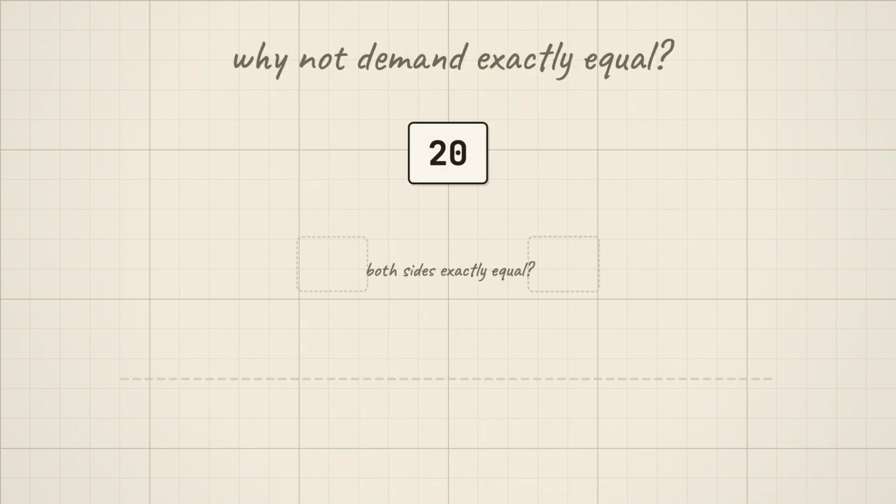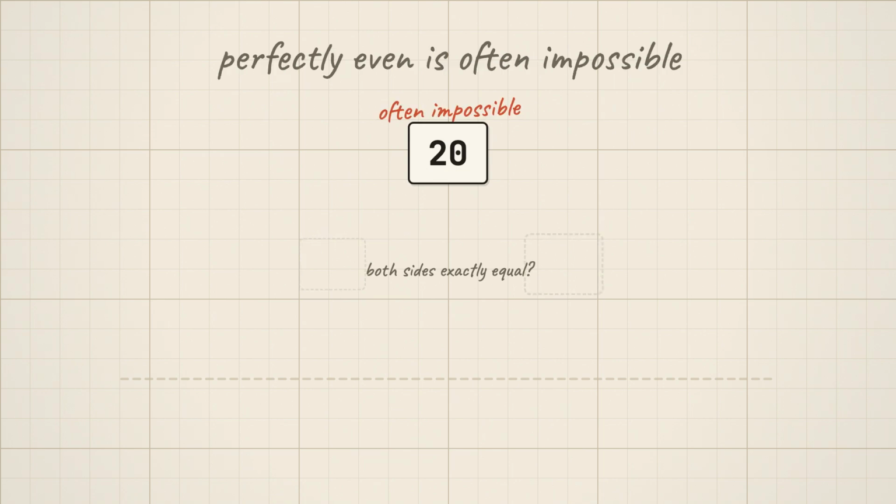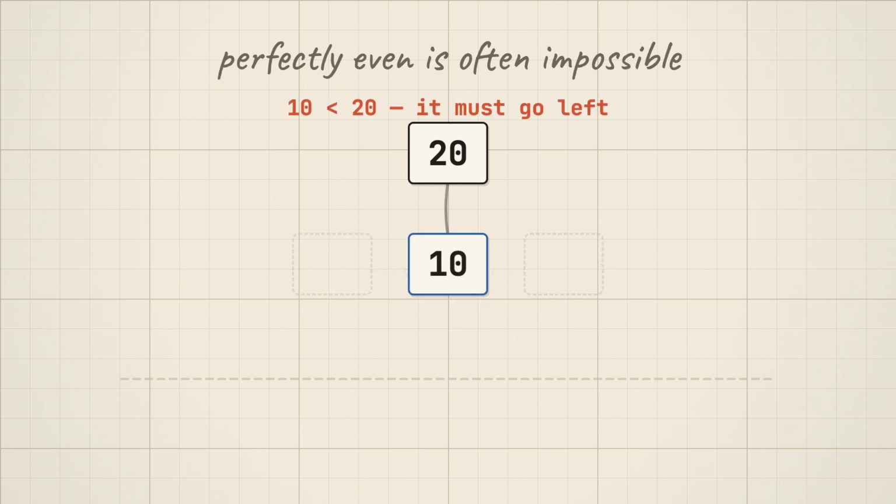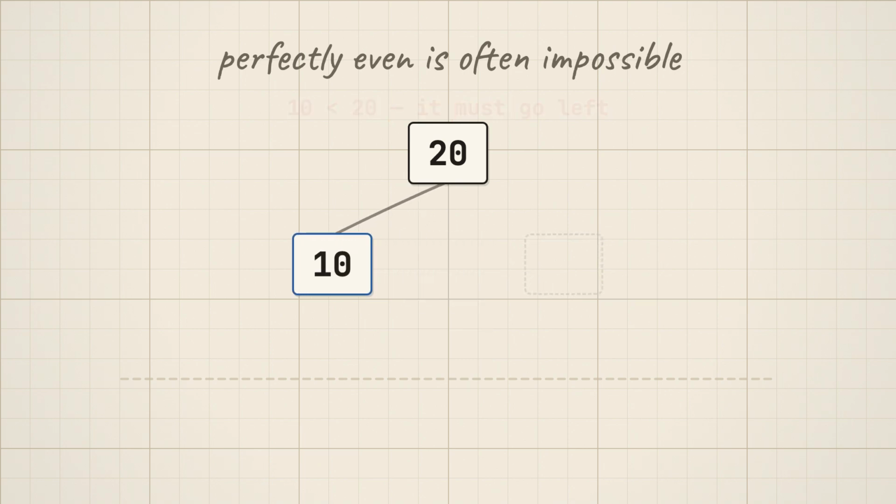Why not demand that both sides always have exactly the same height? Because that is often impossible. With 2 keys, one side must contain the second key, and the other side must be empty.